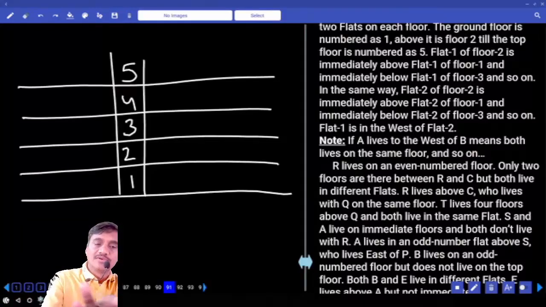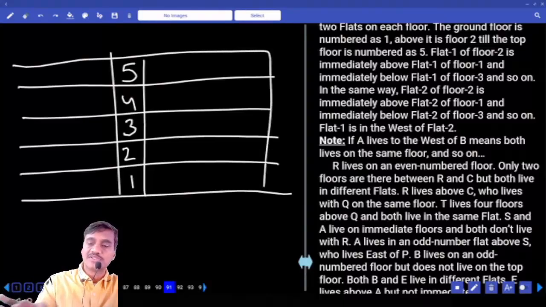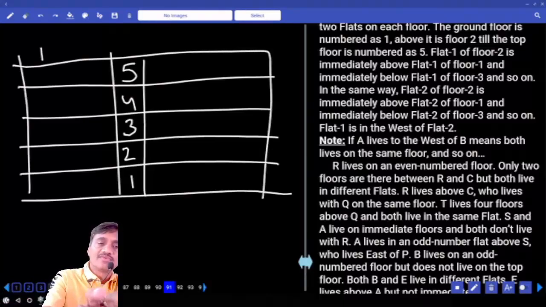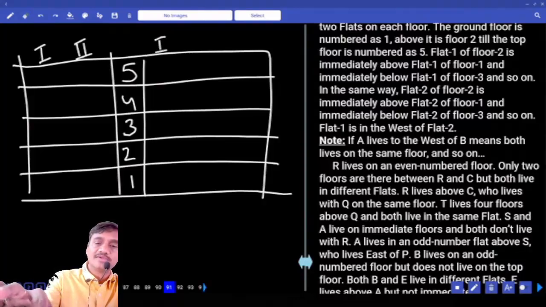Then now in this case, how many flats are there? There are 2 flats. Flat 1 is to the west of flat 2. ఇచ్చారా లేదా information? 1 and 2 will be like this.